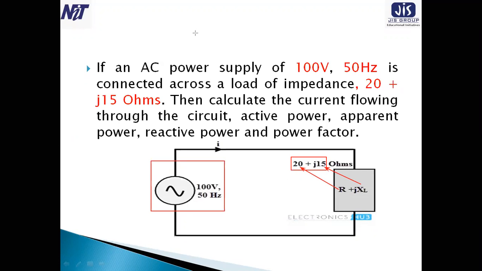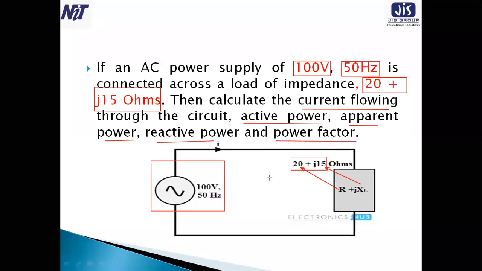So these are given in the problem, and with this the supply voltage is 100 volt, 50 hertz, standard 50 hertz, and the load impedance is 20 plus j15. That is also given in the circuit diagram. You have to calculate the current flowing through the circuit. You also need to calculate active power, apparent power, reactive power, and the power factor of this given circuit. This is our aim.